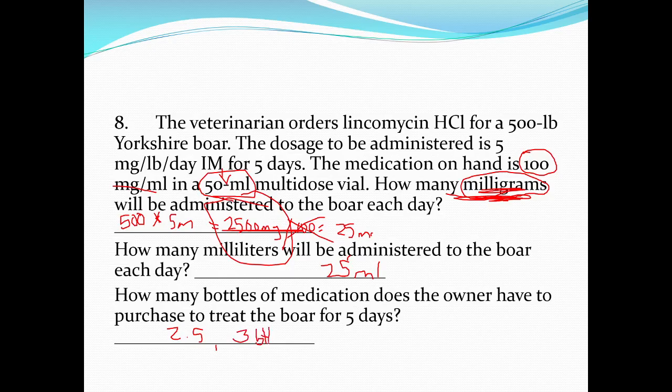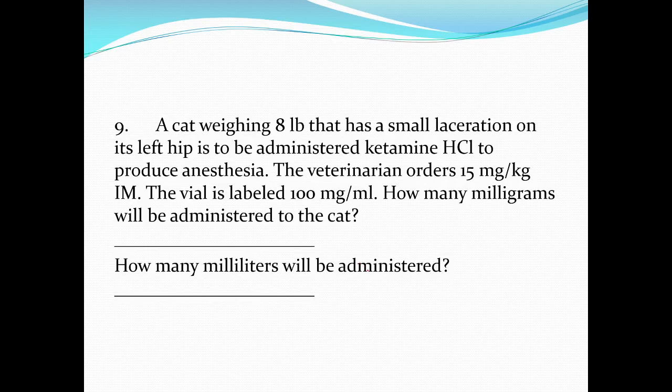Okay. So this is practical calculations. We need to know how many bottles to give them. We have an 8-pound cat with a small laceration. We want to give it ketamine. The veterinarian orders 15 mg per kg IM, and the vial is labeled 100 milligrams per mil. How many milligrams will be administered?